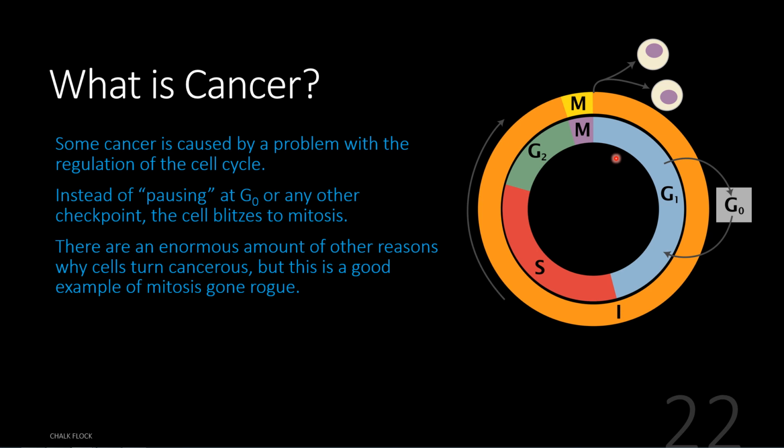If you want to learn more about cancer, by all means, there's a lot of resources out there. But cancer is a really good example of mitosis gone wrong. So mitosis is really important, but it can also hurt you. That kind of sums it up for chapter 12, I believe.